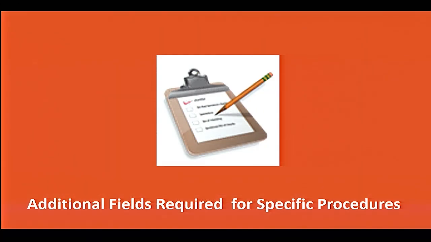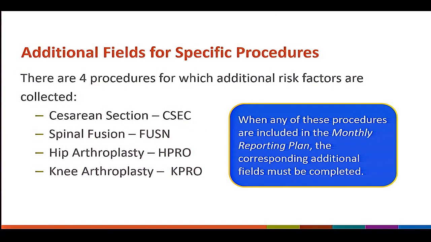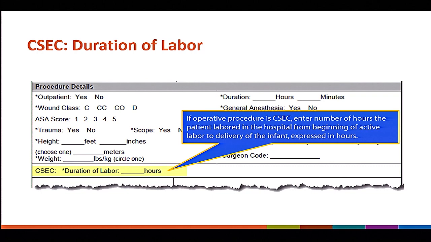So now I'd like to discuss some additional fields that are required for some specific procedures in NHSN. We have 4 procedures for which additional risk factors are collected: Cesarean sections, spinal fusions, H-pros and K-pros. So if any of these are included in your monthly reporting plan, there are additional fields that are required for reporting. If you have a C-sec procedure, you're going to enter the number of hours a patient labored in the hospital from beginning of active labor to delivery of the infant, expressed in hours. And you can usually find this documentation in your labor record or your maternal records.